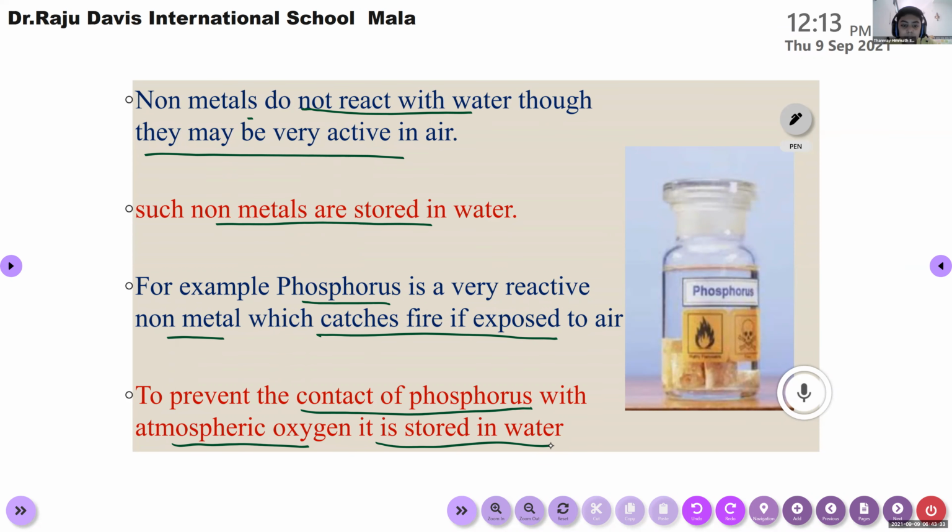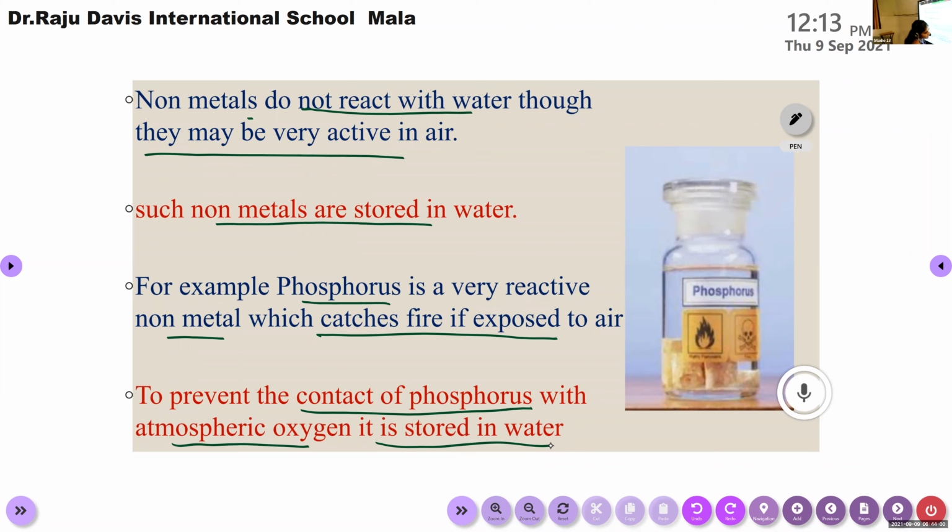Ma'am, what is the use of phosphorus? Phosphorus can be used in certain fertilizers. We will discuss the uses of these non-metals. Phosphorus is used in certain fertilizers, then in certain crackers. For explosives, along with sulfur, we use phosphorus.